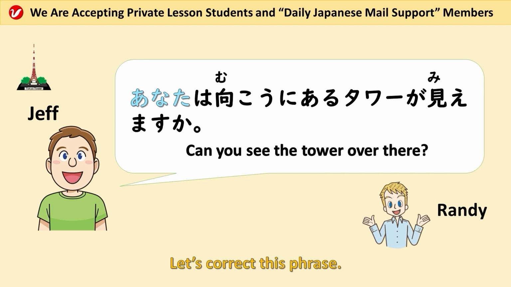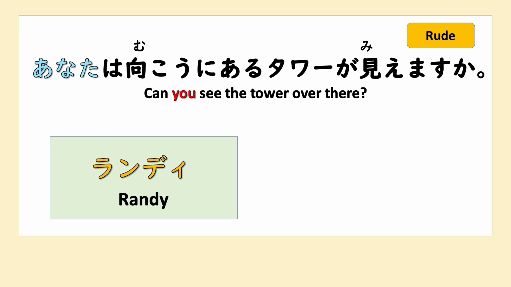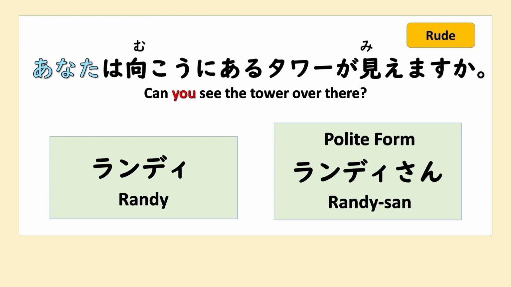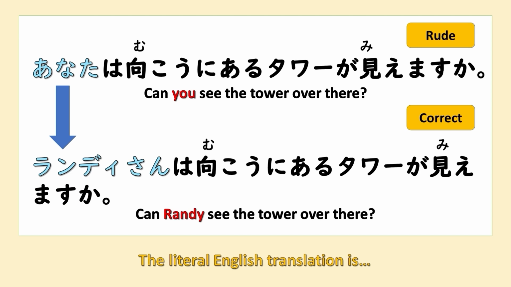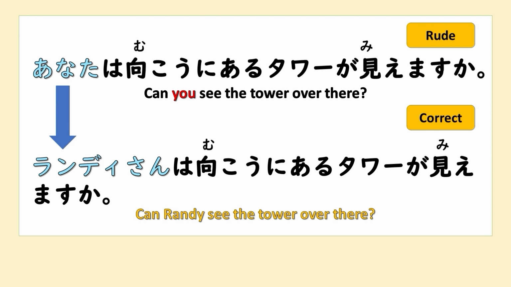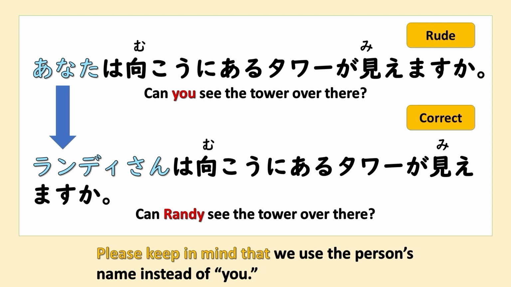Let's correct this phrase. In this situation, you is Randy. Randy in Japanese is ランディ. We also call his name as ランディさん. This is the polite form. Therefore, the correct Japanese is ランディさんは向こうにあるタワーが見えますか？The literal English translation is Can Randy see the tower over there? We don't use you in Japanese. Please keep in mind that we use the person's name instead of you.